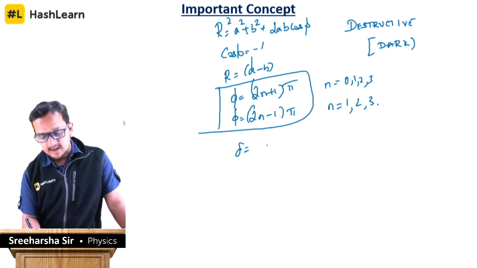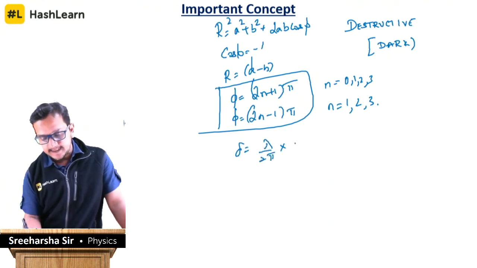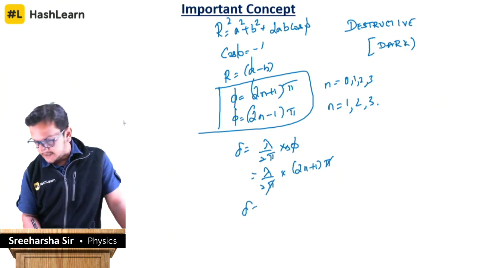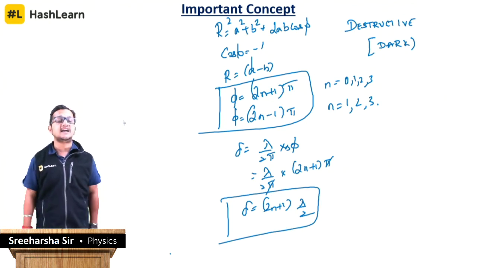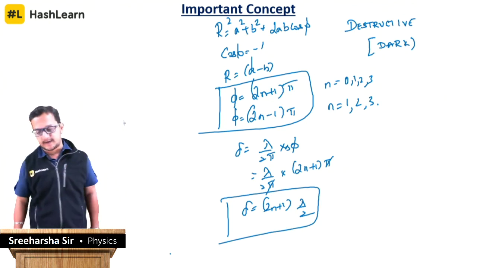And again you will have delta equals lambda by 2 pi into delta phi. So lambda by 2 pi into (2n plus 1) times pi, in which pi gets cancelled. So delta equals (2n plus 1) times lambda by 2. So this is the condition for destructive interference.